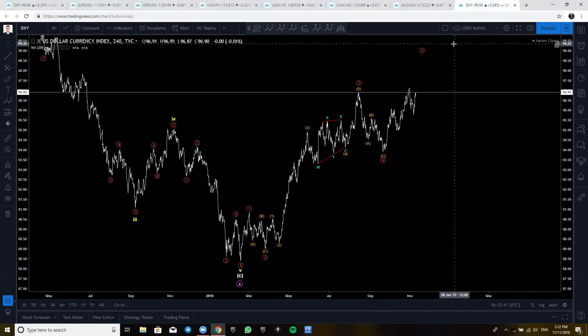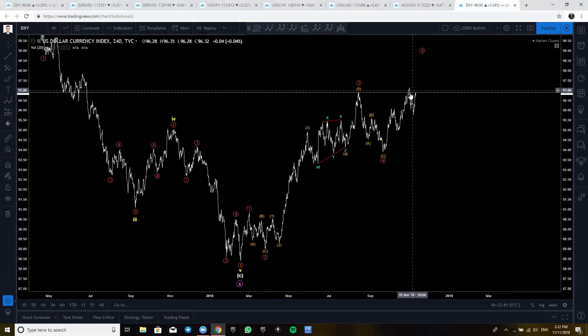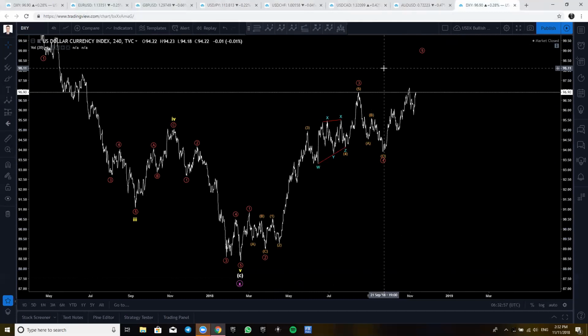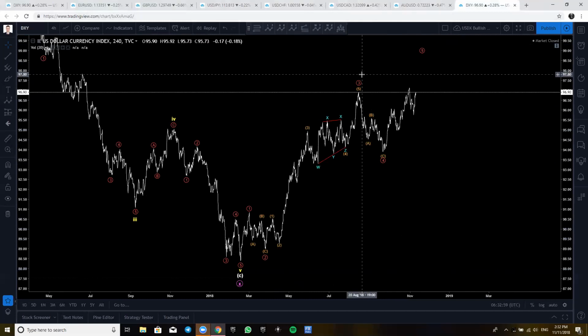You never know. So what we want to do is catch the interior moves of this thing and just monitor it. So this could just keep pushing up, and that would invalidate all of the counts we just went over. It means the dollar just keeps pushing up. No problem whatsoever. That's just the nature of Forex. You got to be ready for all of it.